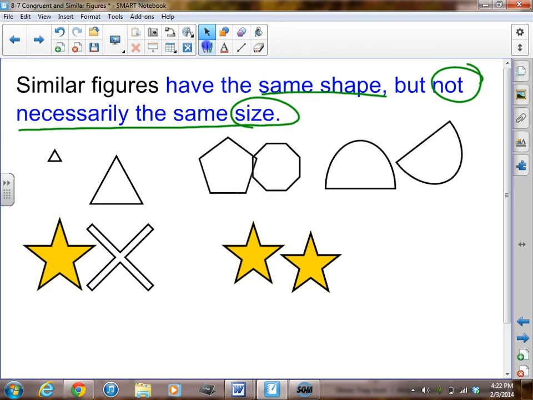Now let's look at this next set of shapes right here. We have the hexagon and we have the octagon. Are they the same shape? No, they're not. One has 6 sides, the other has 8 sides, so therefore they are not similar, nor are they congruent. Let's look at the next set of shapes.